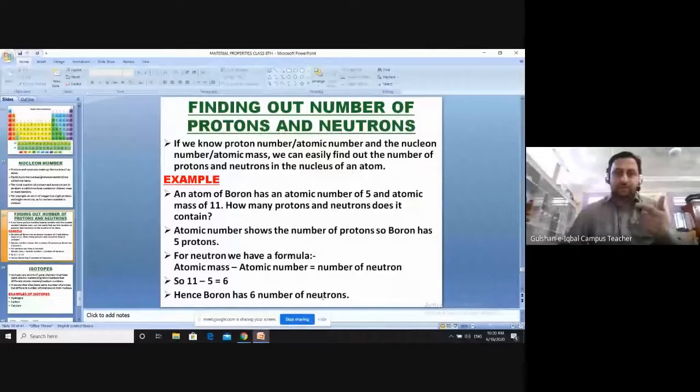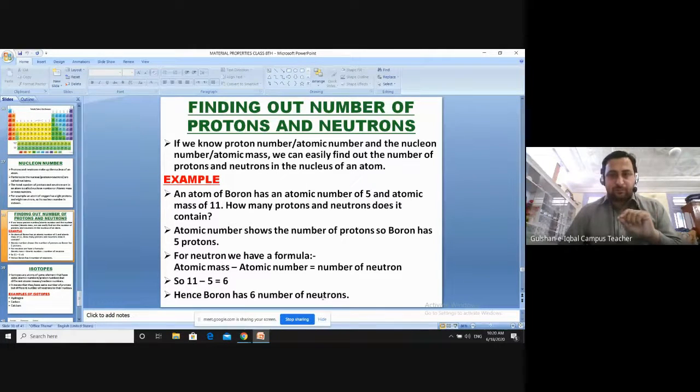Let's suppose we are given an example of boron. An atom of boron has atomic number, meaning proton number, of 5, and its atomic mass, meaning its nucleon number, is 11. Atomic number is 5, atomic mass is 11, or you can say proton number is 5 and nucleon number is 11. So how many protons and neutrons does it contain?